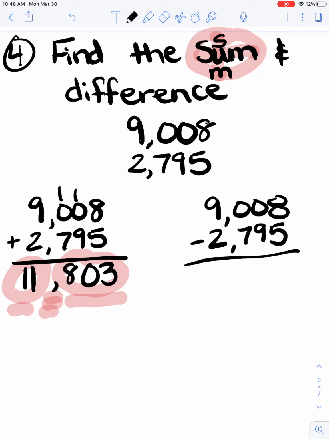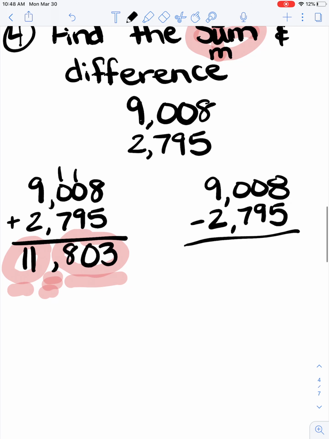I make sure I wrote them down correctly. I say to myself, if I have 8, can I take away 5? Well, yes, I can. So it's 3. We go on to the tens place. If I have 0, can I take away 9?